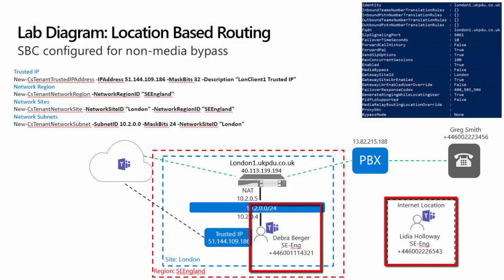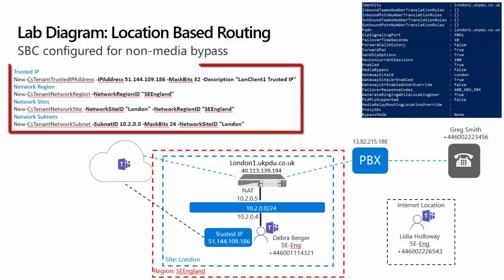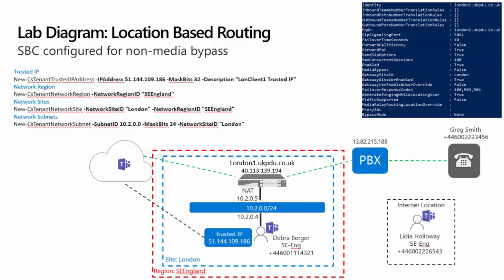I also have two users, Deborah and Lydia, who are enabled for locations-based routing via their calling policy, which we will take a look at in a moment. Deborah and Lydia's routing policy contains routes that point to the London site's SBC. The rest of my locations-based routing configuration consists of the trusted IP address for the London site, as well as a network topology configuration that contains a region, a site called London, and the subnet or subnets associated with my London site. In my configuration, the London site is enabled for locations-based routing.